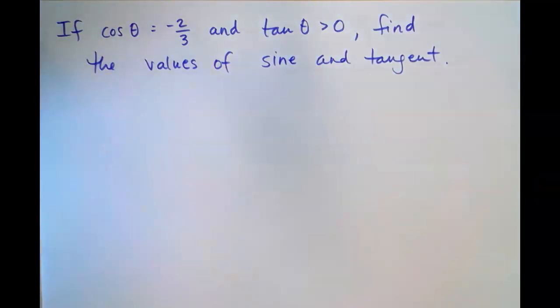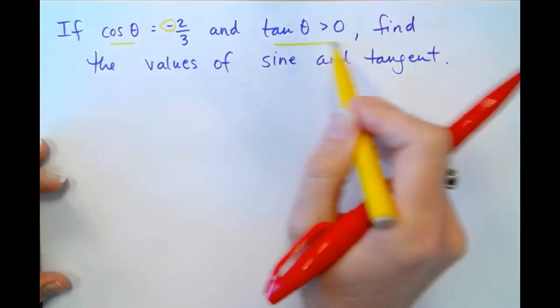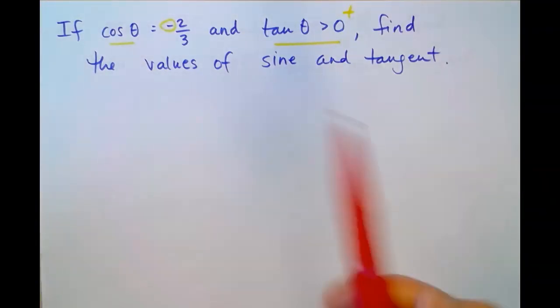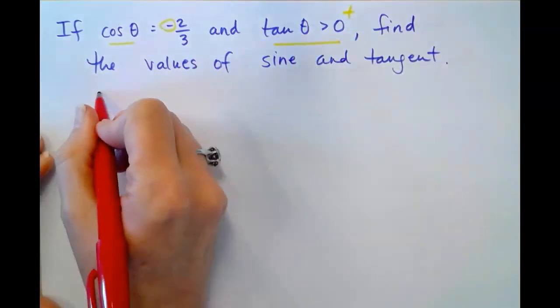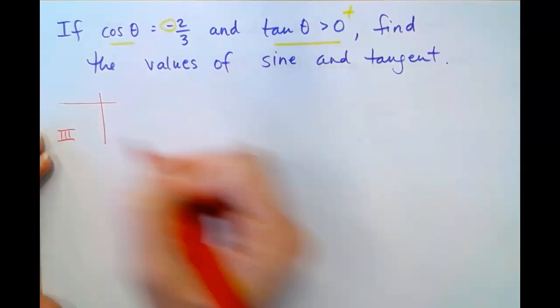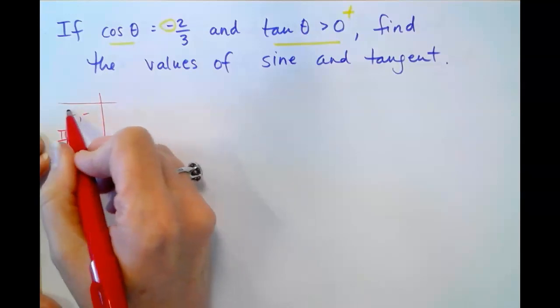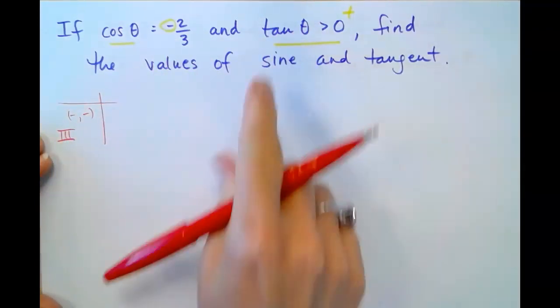So think about what is given here. Our given information tells us that the cosine is negative, but the tangent is positive. So think about your unit circle and think about what quadrant that must be in. If the tangent is positive and the cosine is negative, we must be in quadrant 3, because in quadrant 3, both the x and the y are negative, which would yield a negative cosine and a positive tangent.